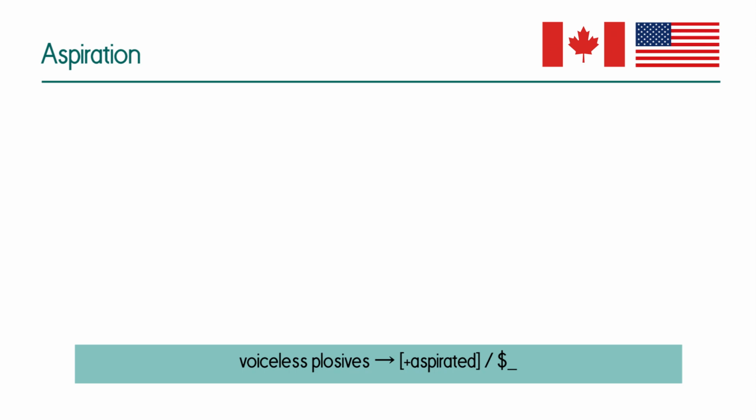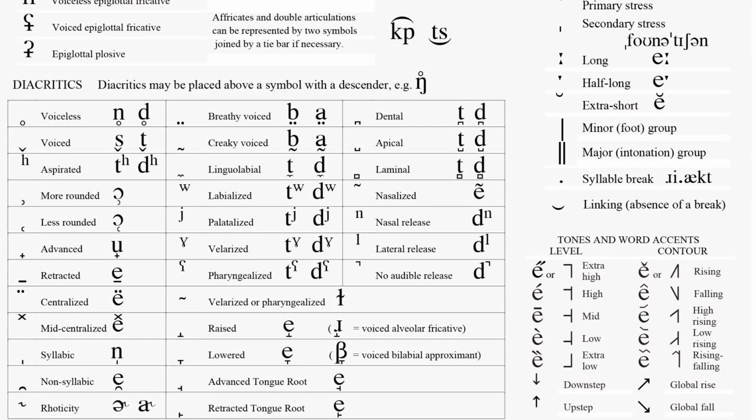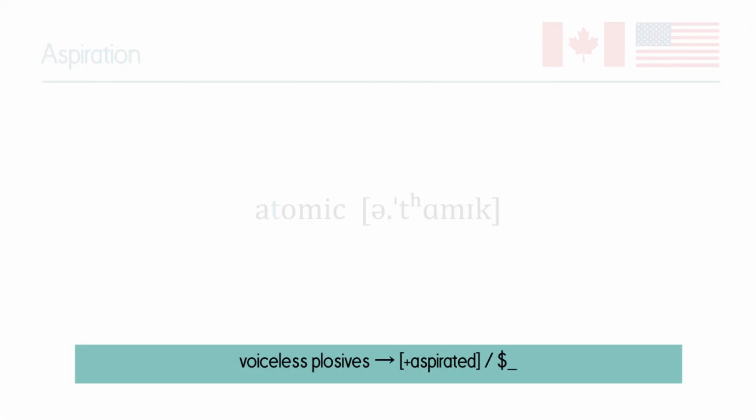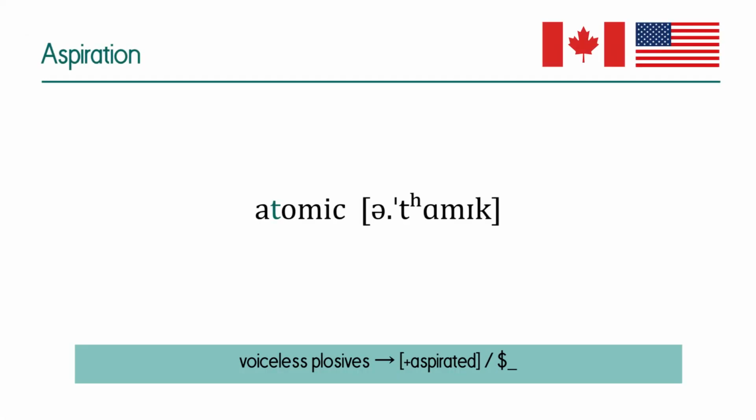So let me give you another example. For example, the word atomic. Let's go back to the chart and look. This dot you see here is the syllable break. This shows the boundaries of syllables. In the word atomic, the t is not word initial, but it is syllable initial. Okay? And it is aspirated, atomic, atomic.